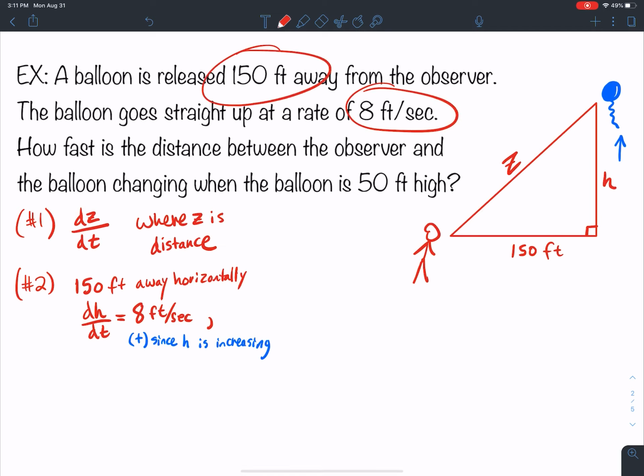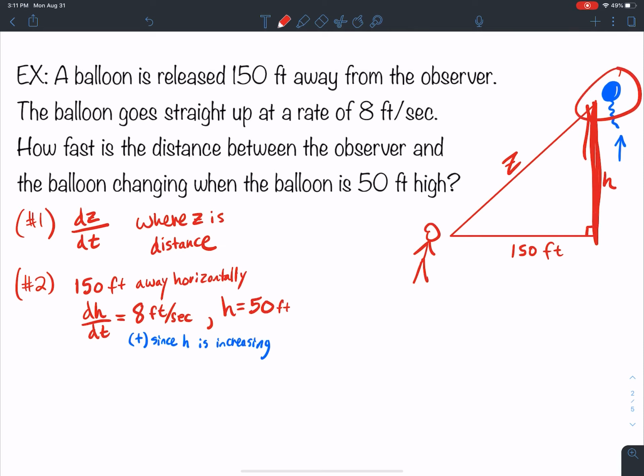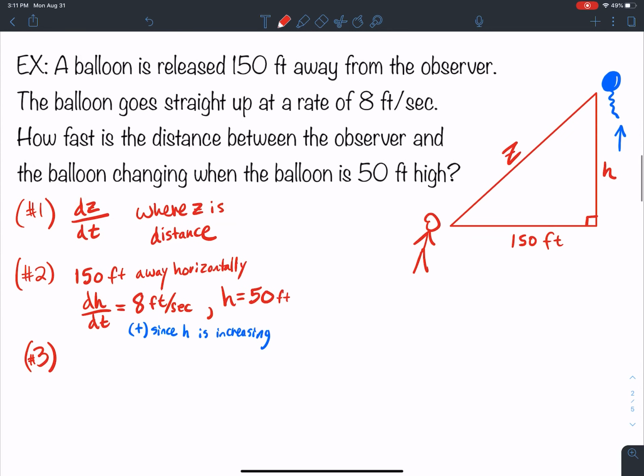So I've got these two things. I guess I also know this right here: the height h is 50 feet. I want to know at that moment when the balloon is 50 feet high, how is the distance changing at that exact moment? That's why we need calculus, okay? So how do I relate all of these through an equation?